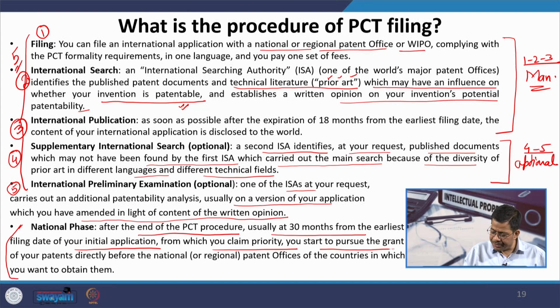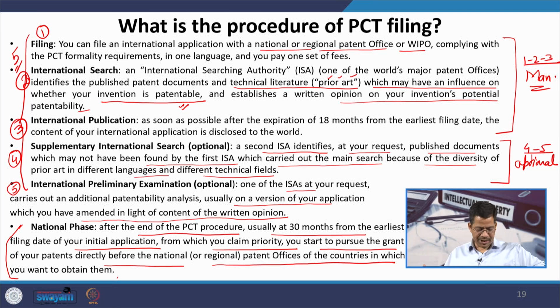You start to pursue the grant of your patents directly before the national or regional patent offices of the country in which you want to obtain the patents. So, now you have this examination report. The entire process of examination in the hospital is avoided, and your treatment will start directly. So, the process becomes much faster and cost effective.